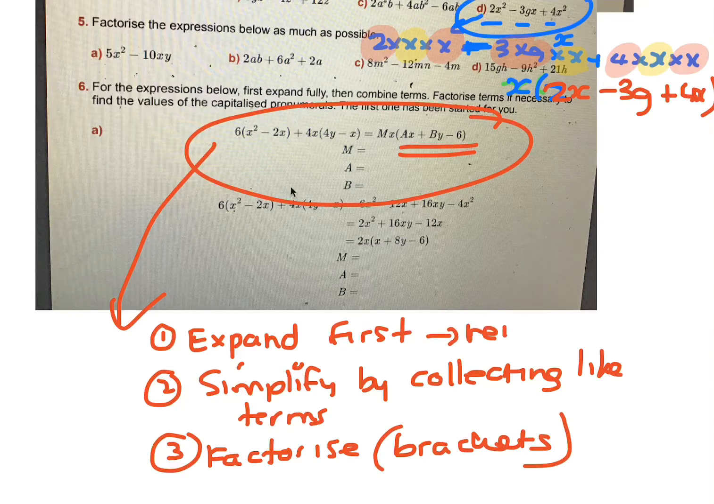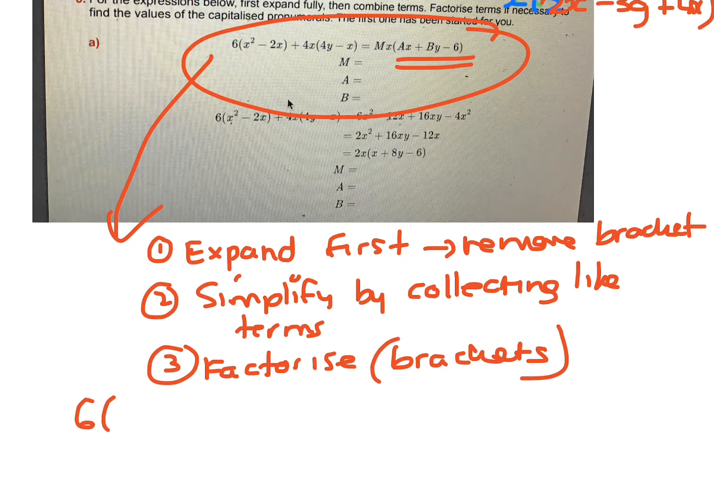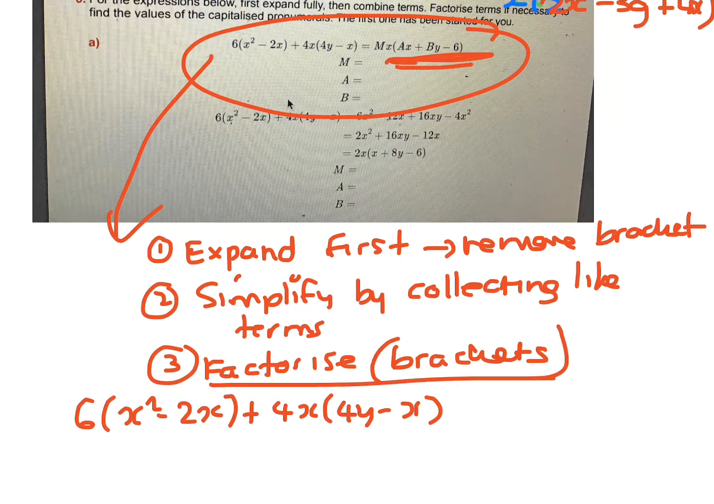So this one you have to remove the bracket. So this one has everything in it. All right, so you go 6x squared minus 2x plus 4x, 4y minus x. Okay. Once we've got to this last bit, then we've got to compare it to that answer to see what m, a, and b are. So 6 times x is 6x squared.